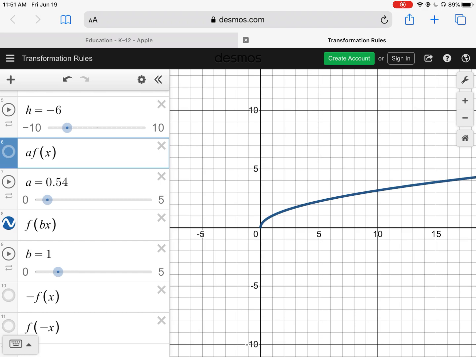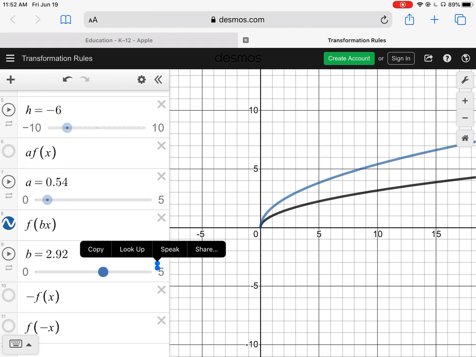And the horizontal stretch or compression takes place when you're multiplying x within the function. So notice in box 8 I have f of b times x. So the b is multiplying x within the function. And right now b is set at 1, so I have the same graph as the parent function. Okay. Now, if I make b larger than 1, notice what the graph does. Okay. It appears to be like a steepening effect.